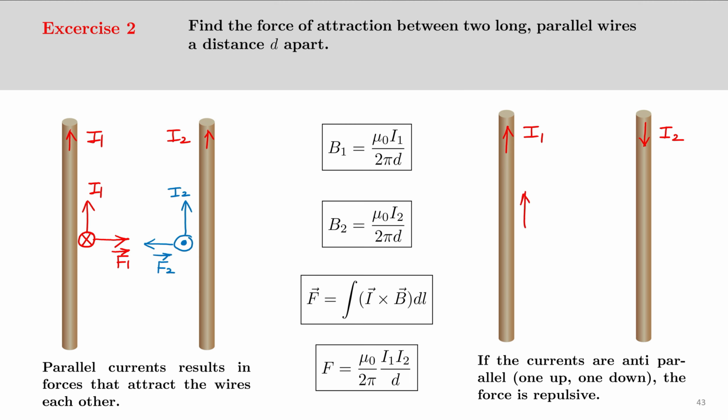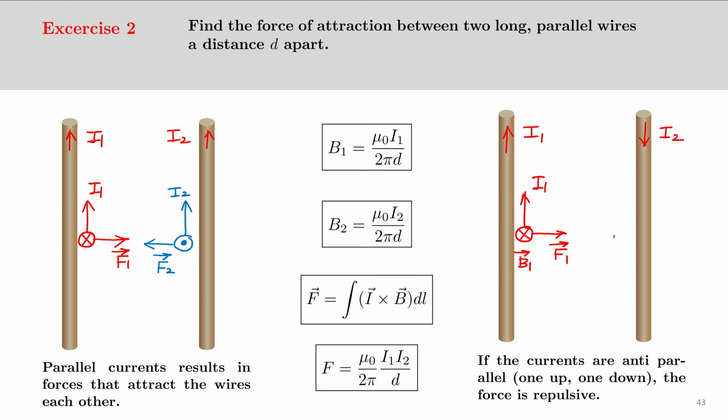So I1 is along this direction and the magnetic field is pointed inward, and therefore that is represented as a cross. So this is B1, and now when we calculate I cross B1, this will be pointed along this direction, that is F1.